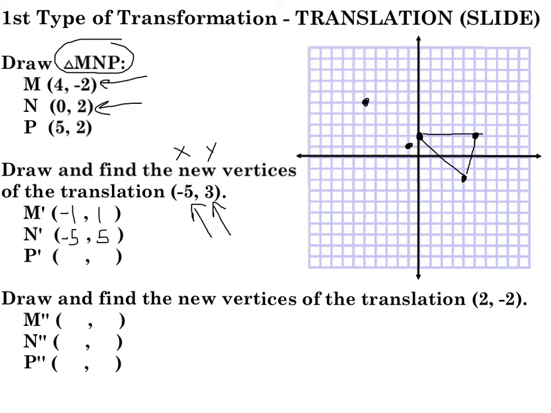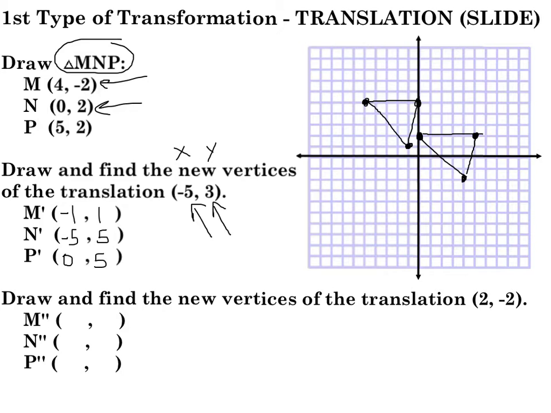Lastly, we have point P, which originally was at 5, 2. We need to subtract 5 from the x, so 5 minus 5, which is 0. And then we're going to add 3 to the y, so 2 plus 3 is 5. So our new point P is at 0, 5. Go ahead and graph that point, and then use your ruler to connect your dots. And then you should see that you end up with what looks like the exact same triangle as before, except translated or slid up and to the left.